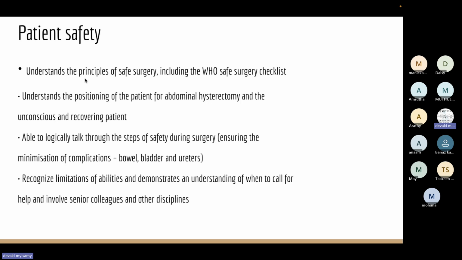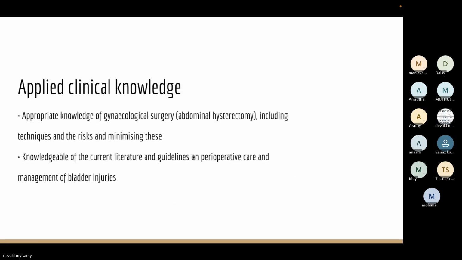Patient safety, understand the principles of safe surgery, including the WHO safety checklist, understand the positioning of the patient in abdominal hysterectomy. Okay, that positioning is very important. Logical talk through the steps of the safety during surgery, ensuring minimization of complications. Okay, so each step you have to accurately say how you are going to do. 2 or 3 minute points you had missed out, but those minute points are very important when it comes to patient safety. Recognize your limitation, involving seniors whenever necessary, and call for help.